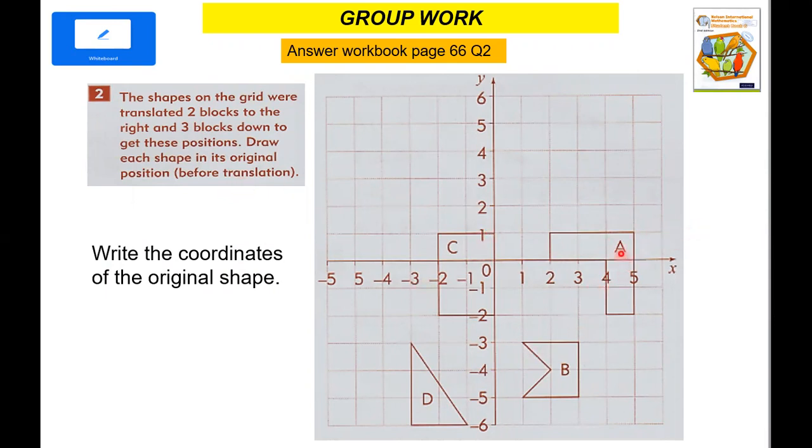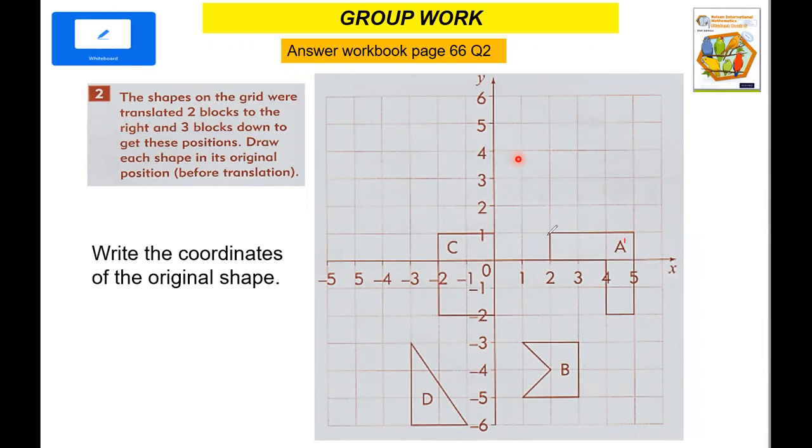So let's try the letter A first. This shape was translated already. This is the image, okay? So we will return back to the original one. The shapes on the grid were translated 2 blocks to the right, so we have to return back. What is the opposite of right? We have to do left, okay? So we are going back.